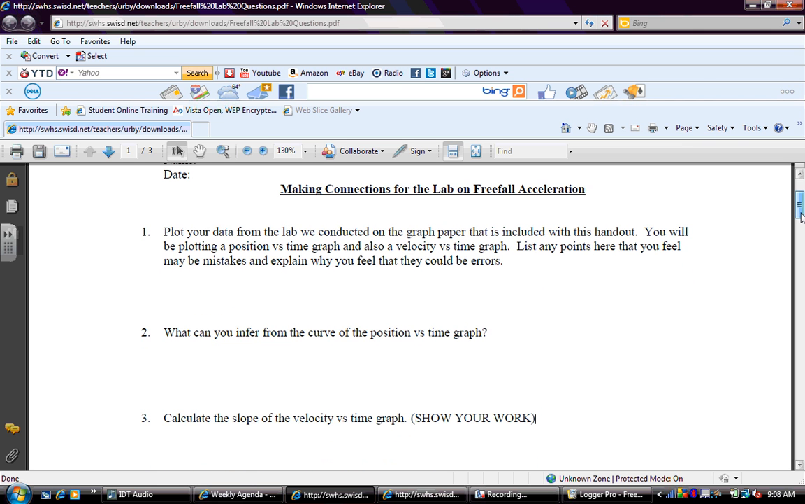For number 2, it says, what can you infer from the curve of the position versus time graph? So once you actually plot your points, I need you to go ahead and explain what that curve on the position versus time graph means.